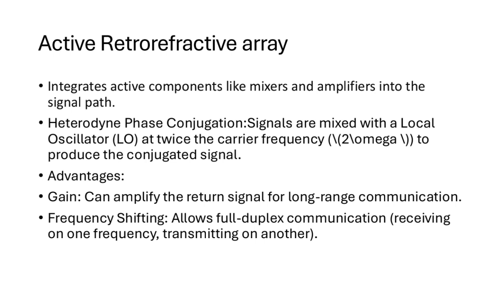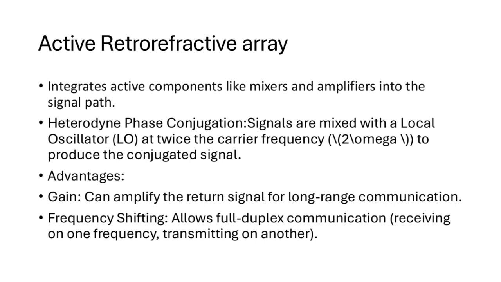Here we are involving the principle of heterodyne mixing of signal. The core principle is heterodyne phase conjugation. Signals are mixed with a local oscillator at twice the carrier frequency to produce the conjugated signal. If your carrier frequency is omega, we need to mix with a local oscillator of 2 omega.